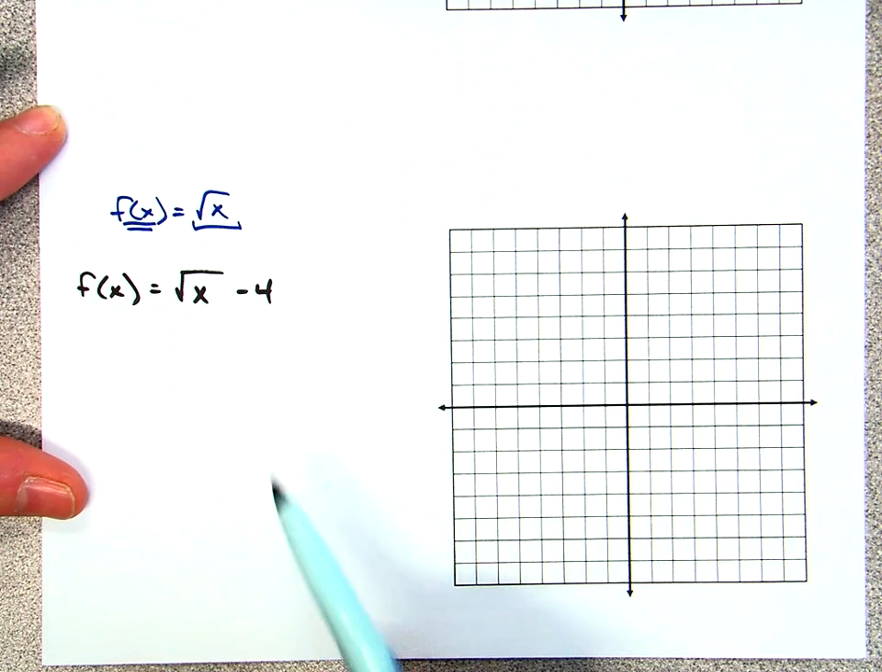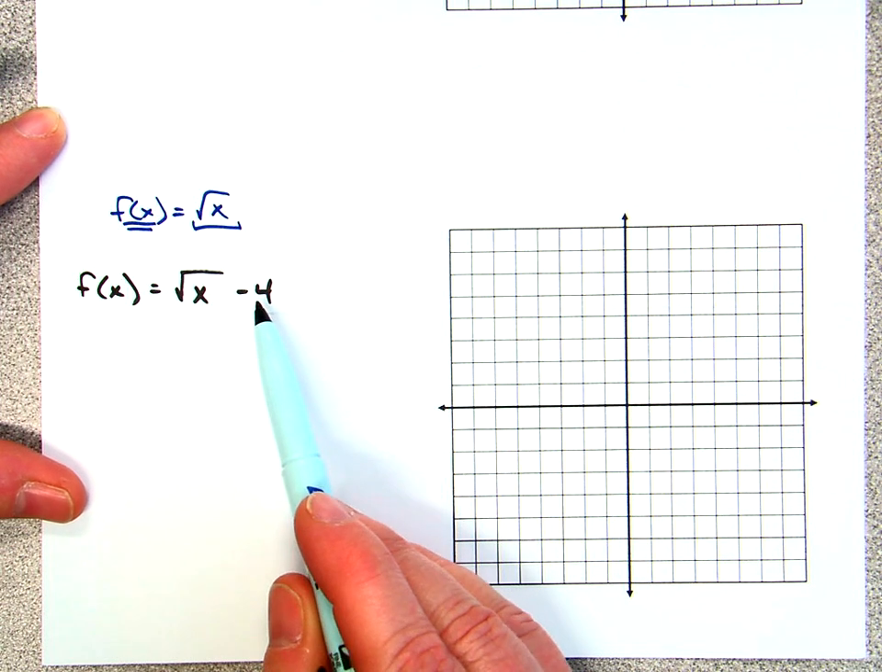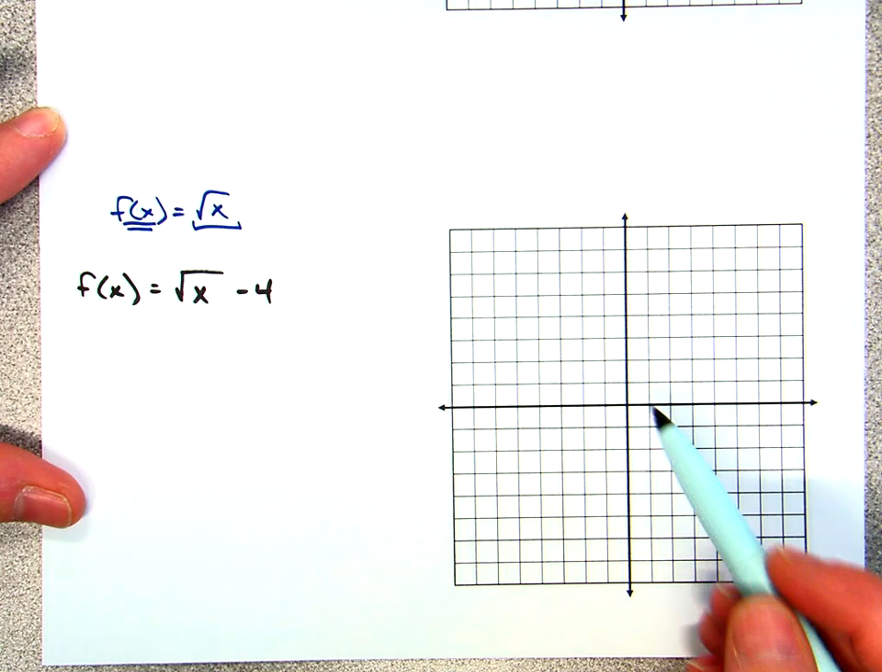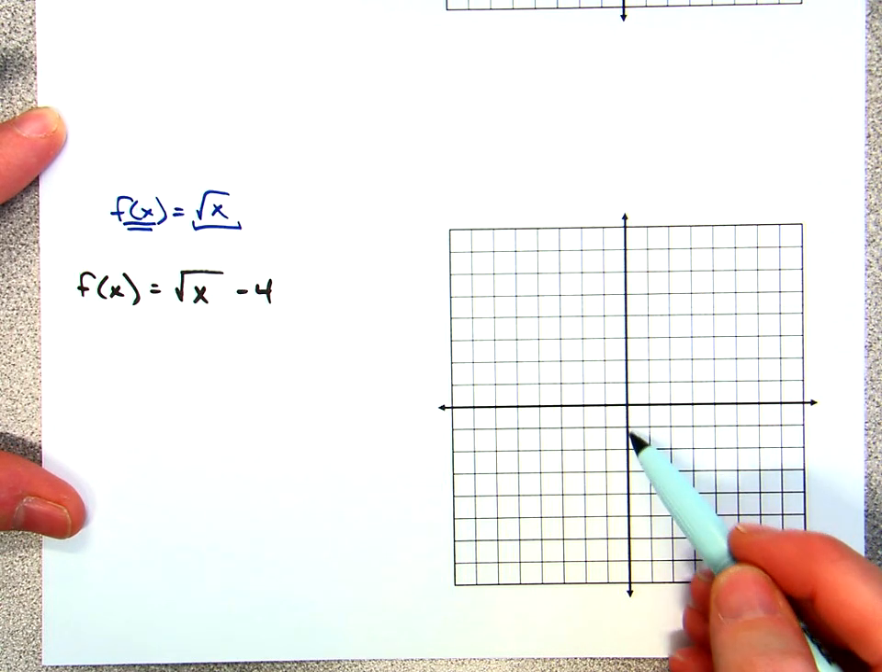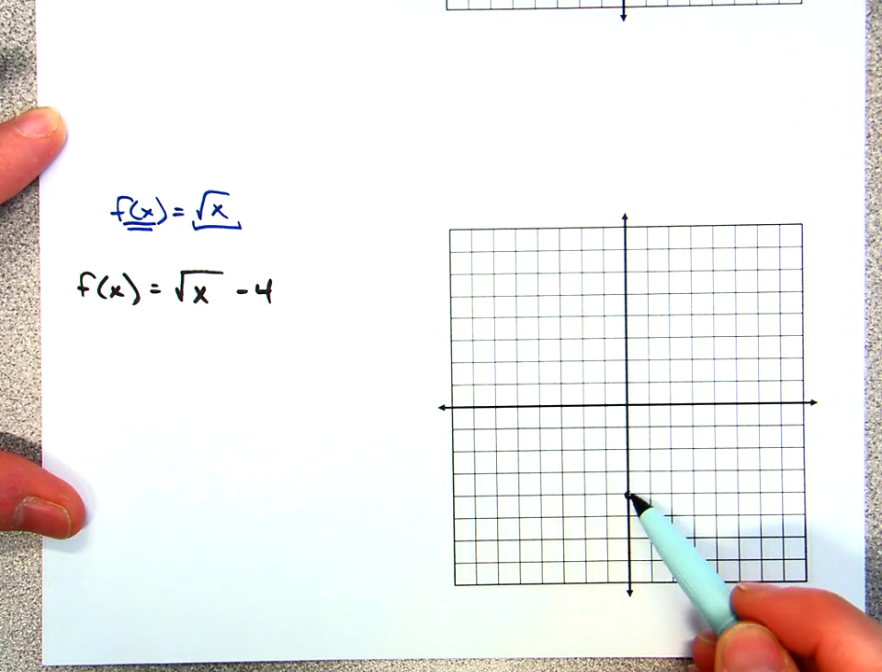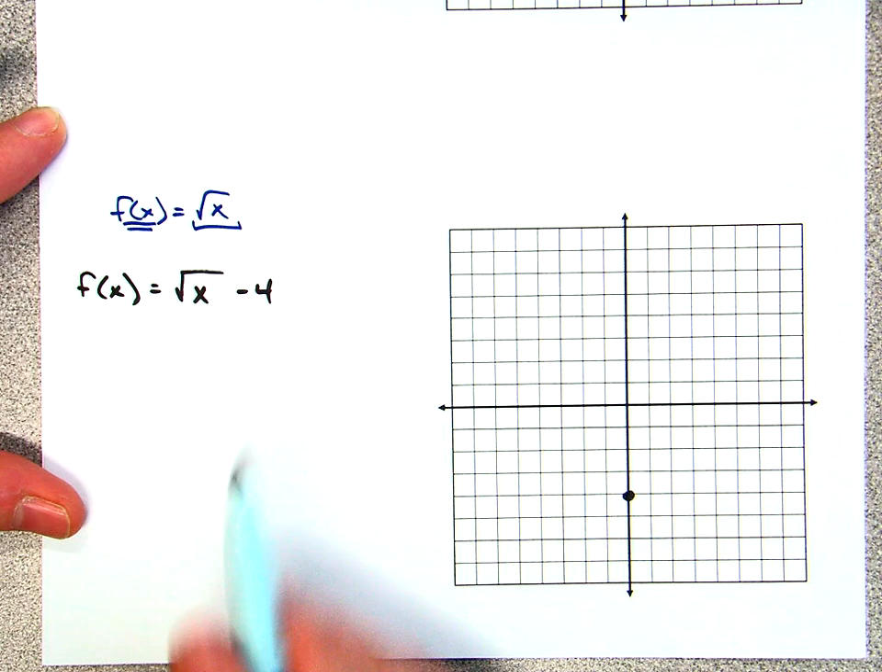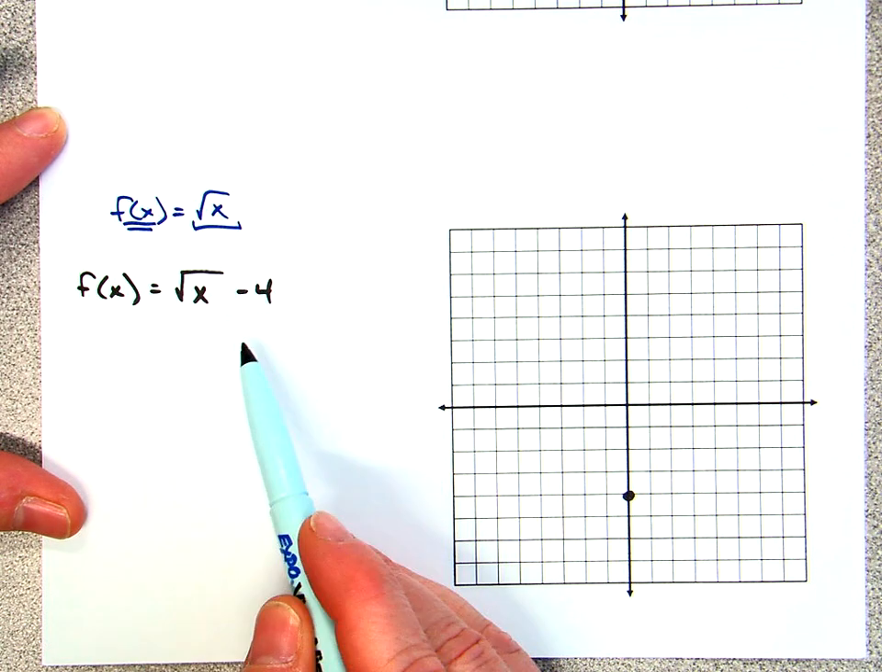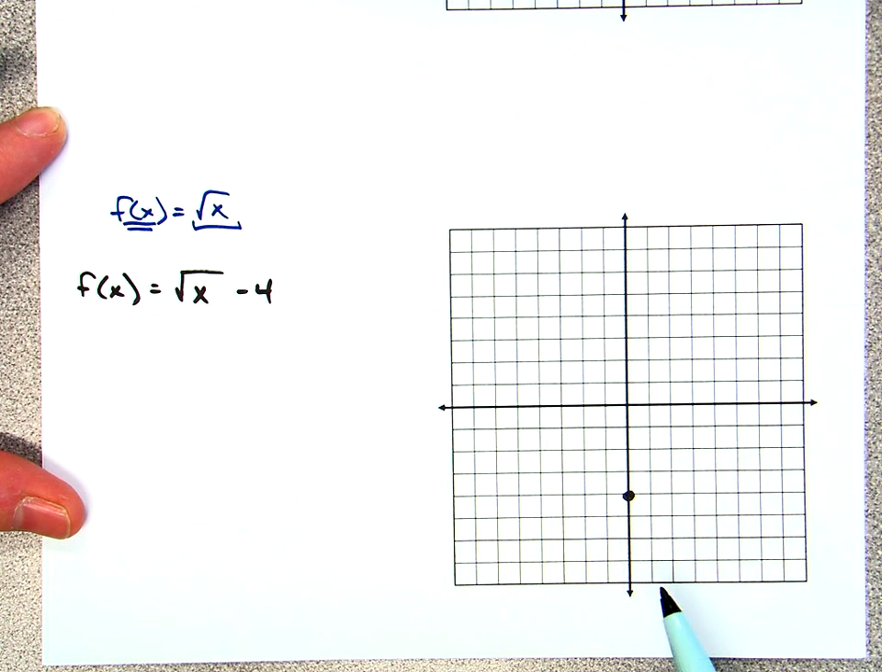Since this one is just a shift down 4, I'm going to take that starting point, 0, 0, and move it down 4. So that basic shape, which is this, is still going to be built off of this.